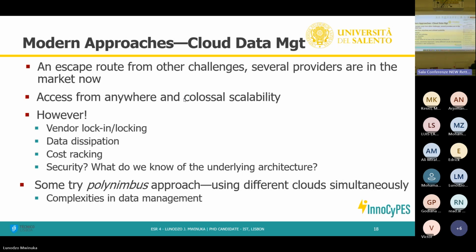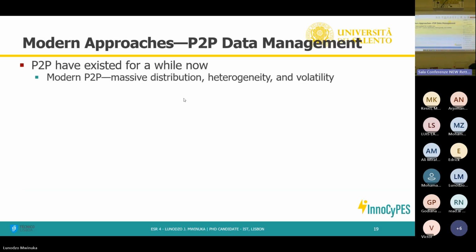Well, another approach that I thought is very important to look into is peer-to-peer data management. In this case, we do not have a master node, but every system joins as a peer, and so they can send data. They have the power to act as a server, but also act as a client, because you can request data, and you can send data as you feel like. You all have this autonomy. Well, peer-to-peer by itself has been around for a while, but we have what we call modern peer-to-peer, which comes with the support of massive distribution of the locations of these peers.